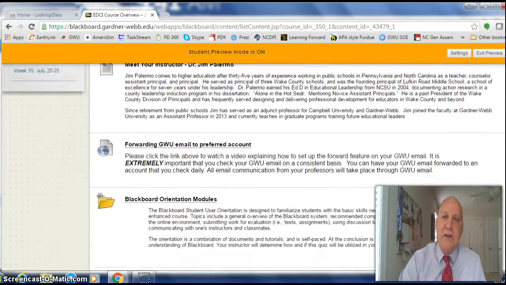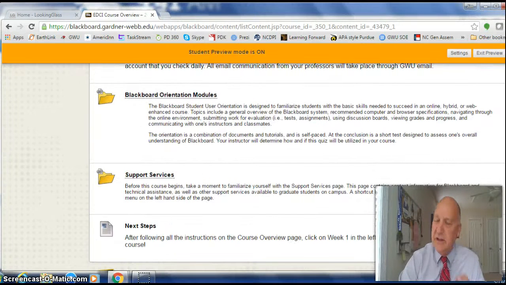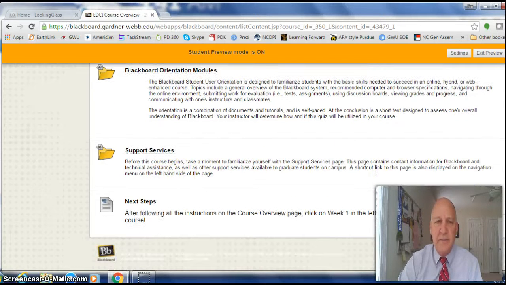So if you haven't already forwarded your GW email, please do that. If you need orientation about Blackboard, if you're a novice in Blackboard, know that this is our primary online platform, and here are a lot of resources and tutorials if you need those, as well as the support services that you may avail yourself of.